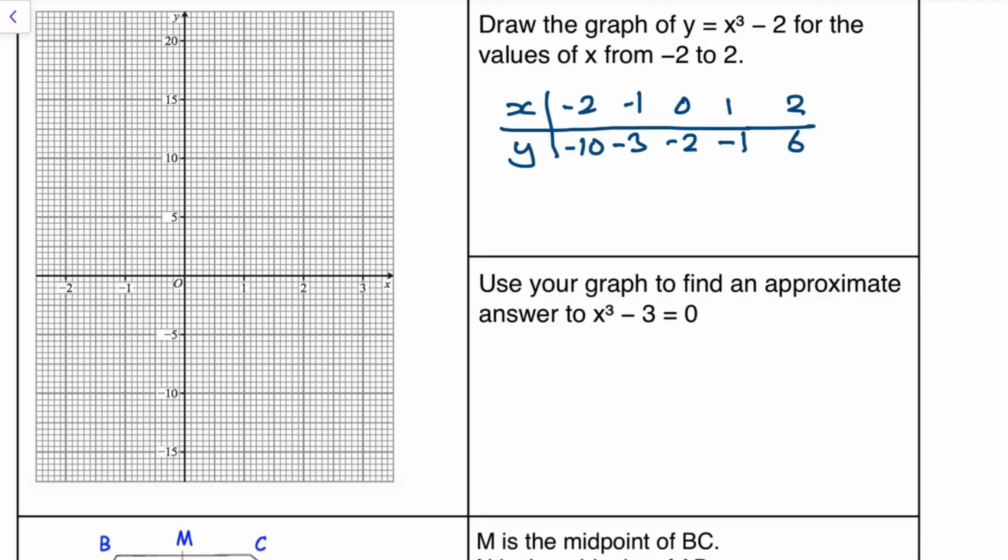Then what I need to do is plot this, but before I do that, let's think about what I expect. So the graph of x cubed looks like this. So the graph of x cubed translated down 2 looks like this. Let's now make this work.